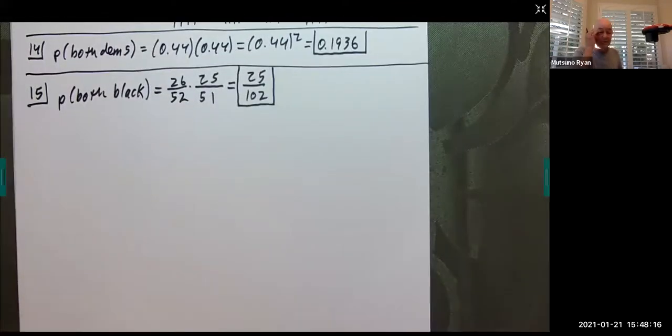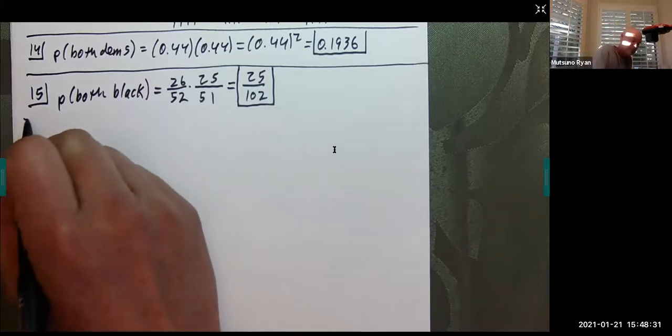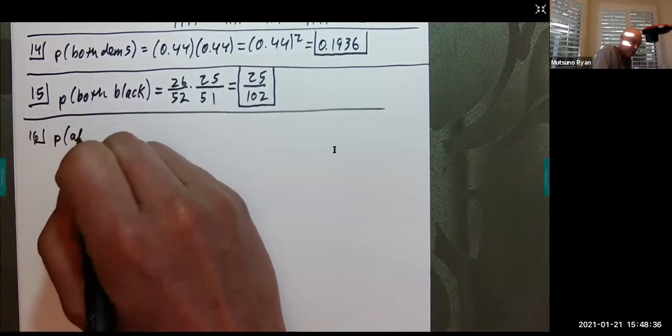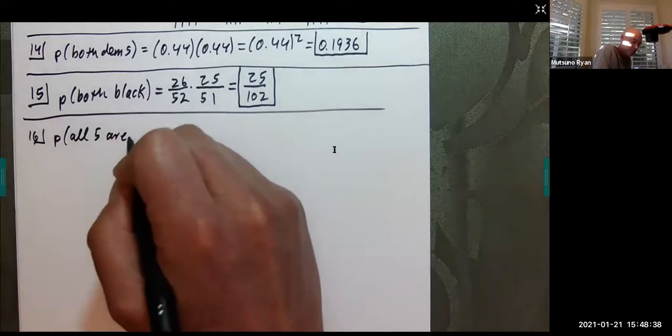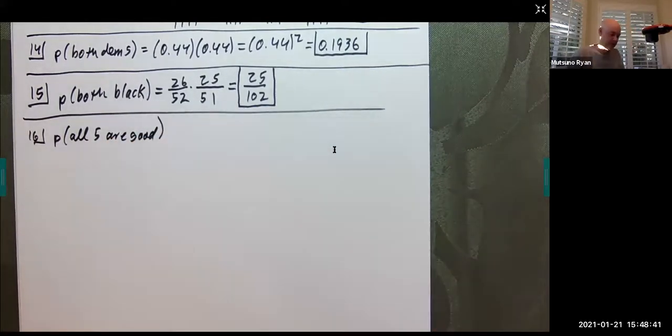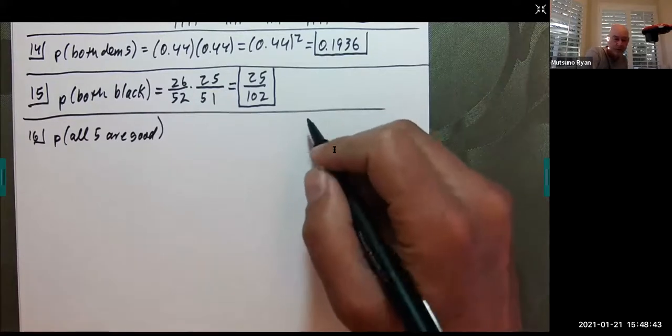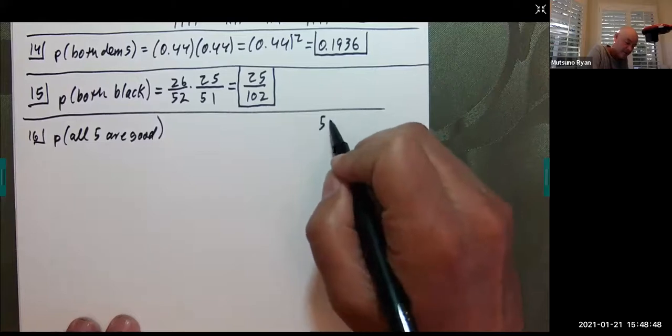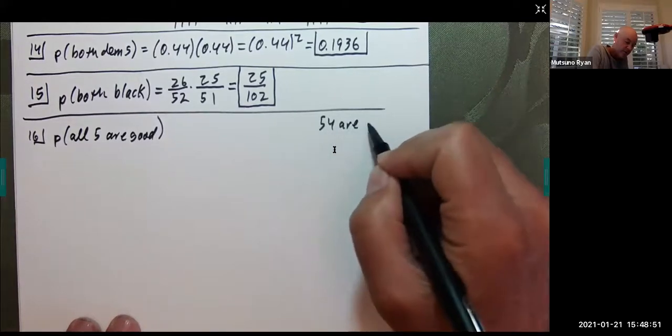All right, and the last one for this video is a bin contains 64 light bulbs, of which 10 are defective. If 5 light bulbs are randomly selected from the bin with replacement, find the probability that all the bulbs selected are good ones. Now, how many good ones are there? Well, if there's a total of 64 and 10 of them are not good, that means that 54 are good.